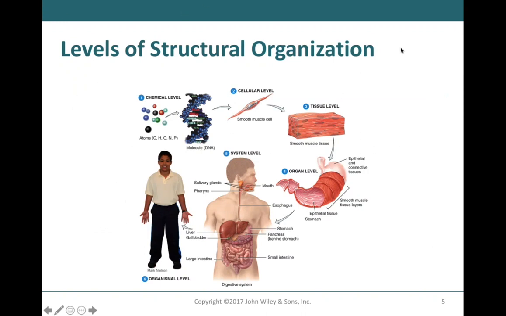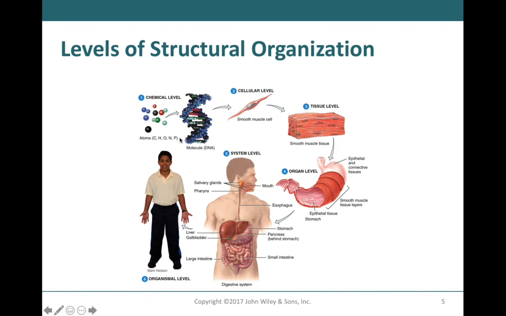This here is going to be a very important slide for us because we're going to be touching on this through the semester. The levels of structural organization refer to the different levels by which we can look at the different structures of the body. You can see here, this first level is the chemical level. The second level is the cellular level. The third level is the tissue level. The fourth level is the organ level. The fifth level is the system level. And lastly, the sixth level is the organismal level. Each of these levels build upon themselves to create the next most upper layer.